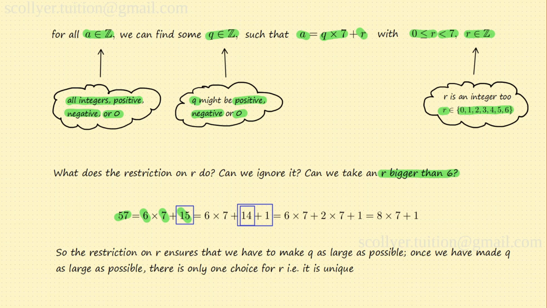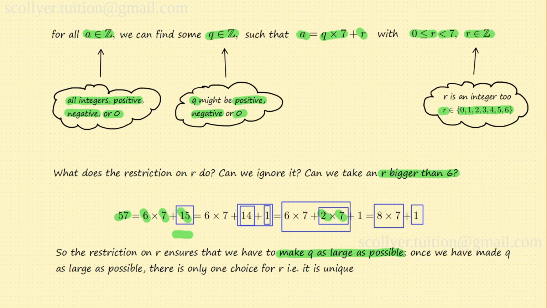And 14 is 2 times 7. So we can create 14 from 7 by multiplying it by 2. We can then combine 6 times 7 plus 2 times 7 into 8 times 7, and then we have to add the 1 that was left over when we decomposed 15. So the restriction on r is ensuring that we are forced to make q as large as possible. If we don't make q as large as possible, we start off with a remainder that itself can be decomposed into 7 times some other integer.